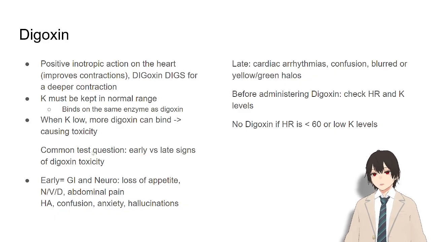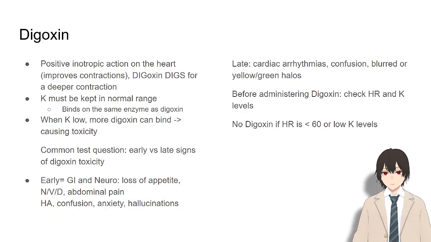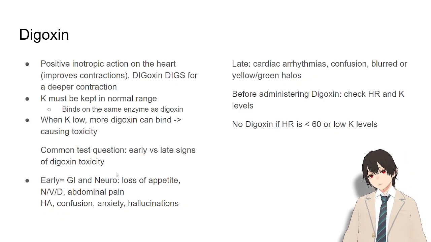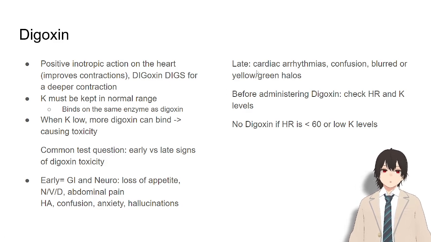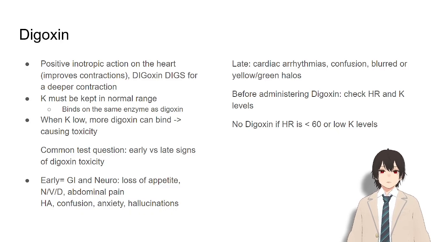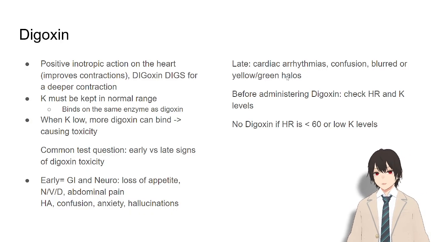And a very common test question that I can almost guarantee you would either be on your NCLEX, HESI exit exams, or just your nursing school exams would be early versus late signs of digoxin toxicity. Okay. Early signs include GI and neuro, which is usually loss of appetite, nausea, vomiting, diarrhea, abdominal pain, headache, confusion, anxiety, hallucinations. Now, late signs are cardiac arrhythmias, some confusion, so a little bit of neuro here, blurred or yellow-green halos, okay?